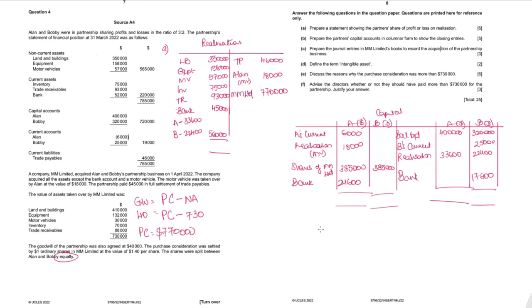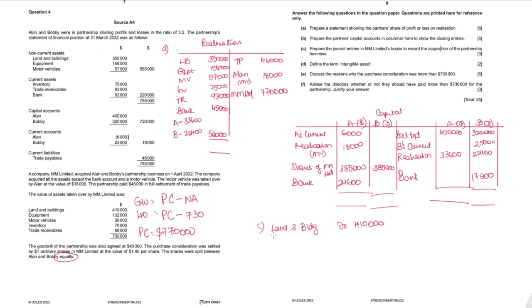Part C. Prepare the journal entries in the books of Limited to record the acquisition. So there'll be two journal entries, one to buy the assets and then second one to pay in form of ordinary shares. So when you buy the assets, you will have to debit all the assets that you have taken over. So land and building debit. Be careful, all at the market values or the agreed values, not at the original book values in the books of A and B.